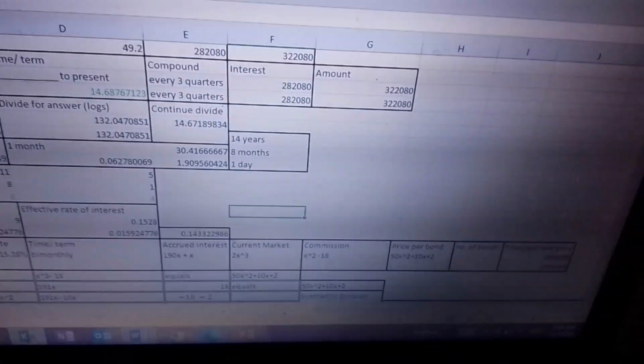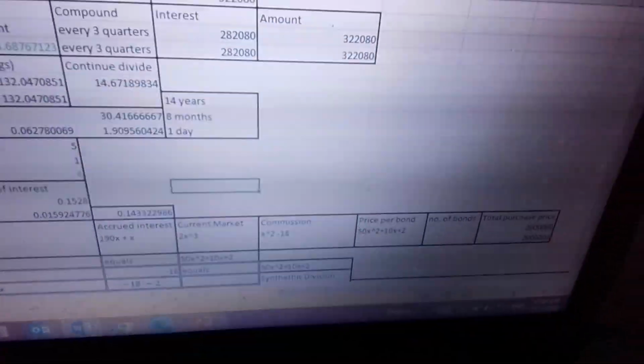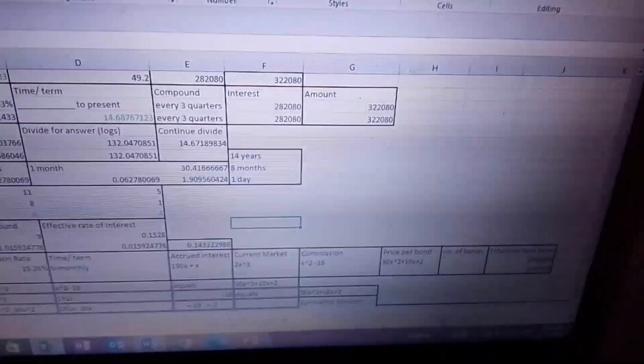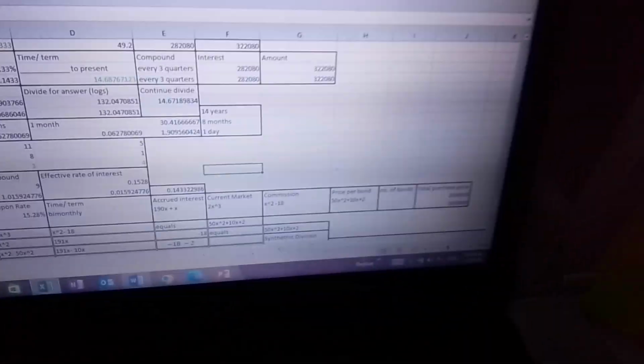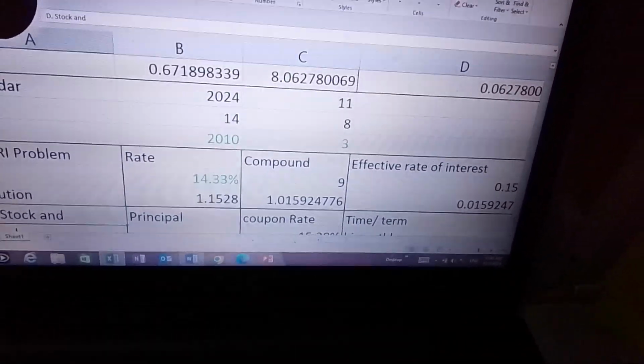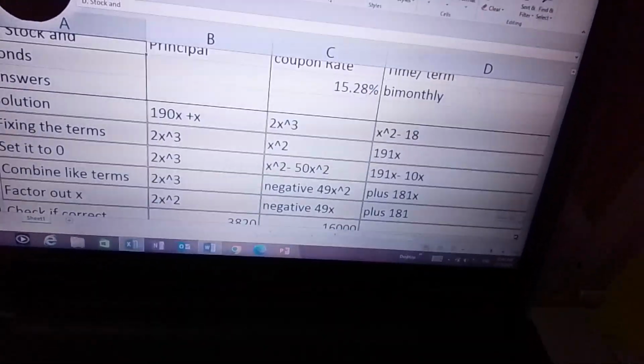So now what do we do? This implies algebra yet again. So now how do we solve the algebra? It goes like this. First, remember, this is our solution: we have 190 plus x. Can I zoom it in to make it easier? Yes. So, remember, we have 190 plus x.